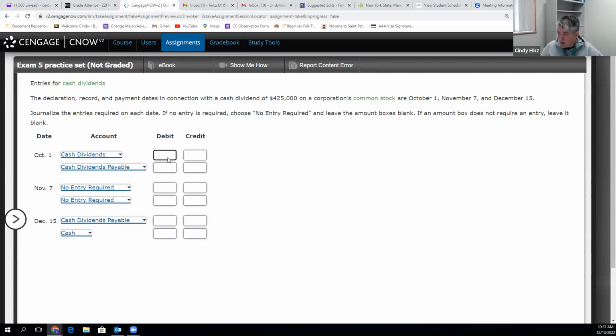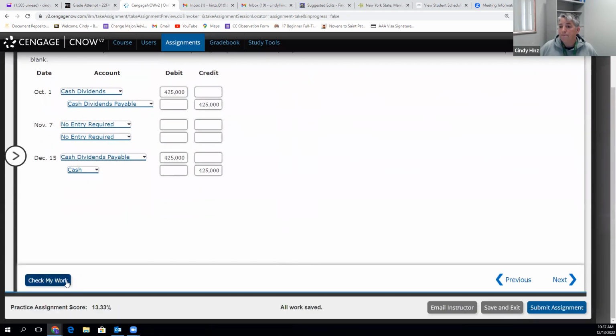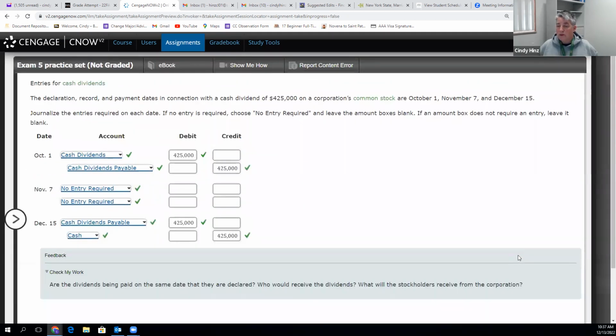Now, in this exercise, they've already provided for us the dollar amount of the dividend. They could have given us a dividend per share, and we would need to multiply that by the number of outstanding shares to determine the total value or total cost of that dividend. And so those are the 3 important dates, only 2 of which require an accounting entry.